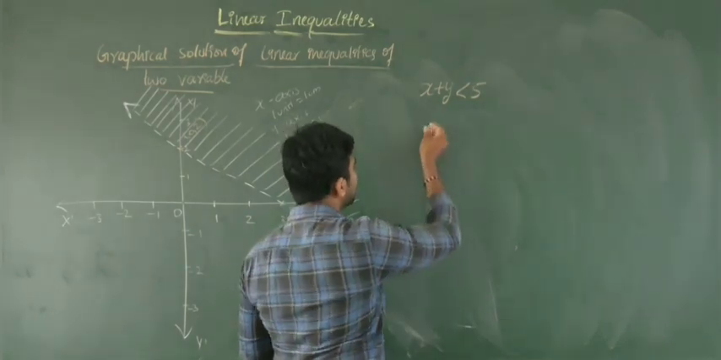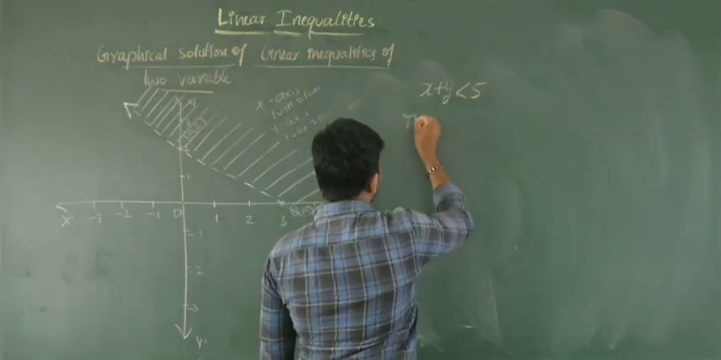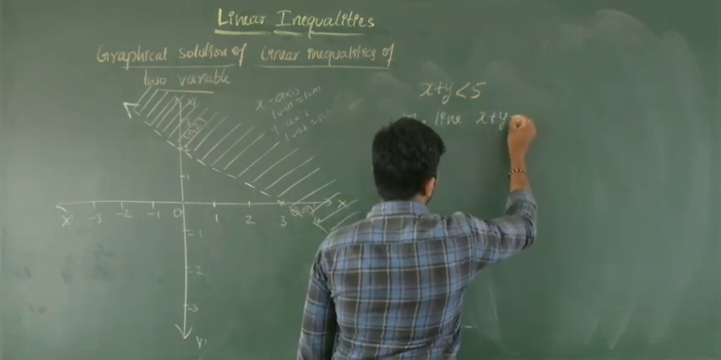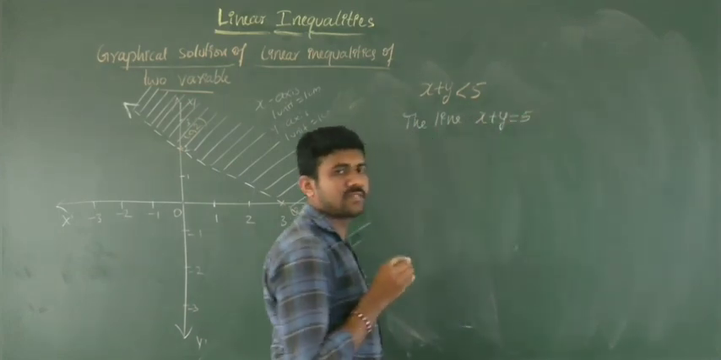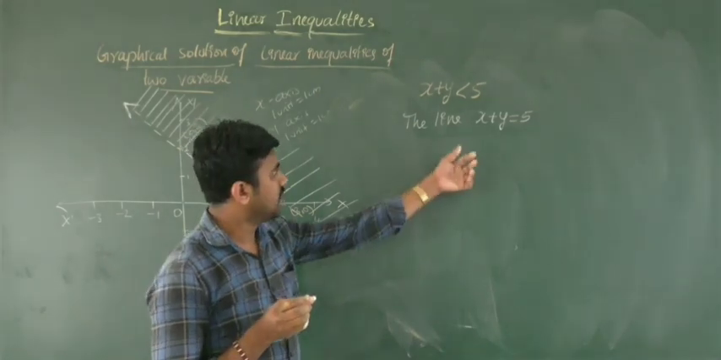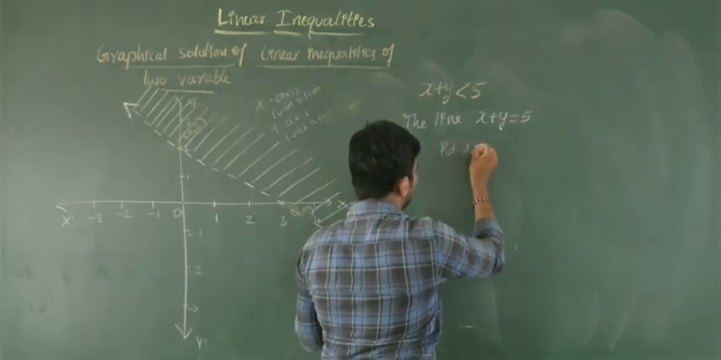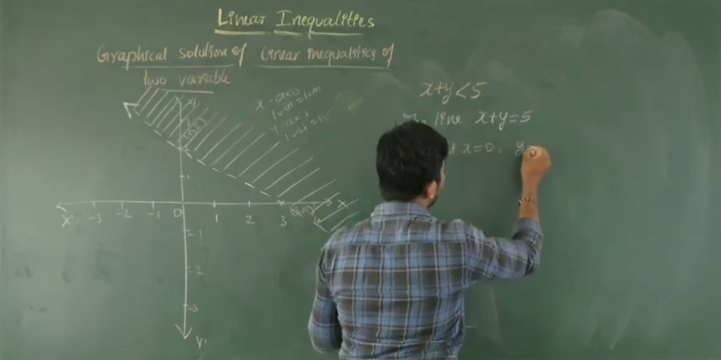So first we need to write the line. The line we get here is x plus y is equal to 5. Now put x is equal to 0. Then what will we get as the y value?